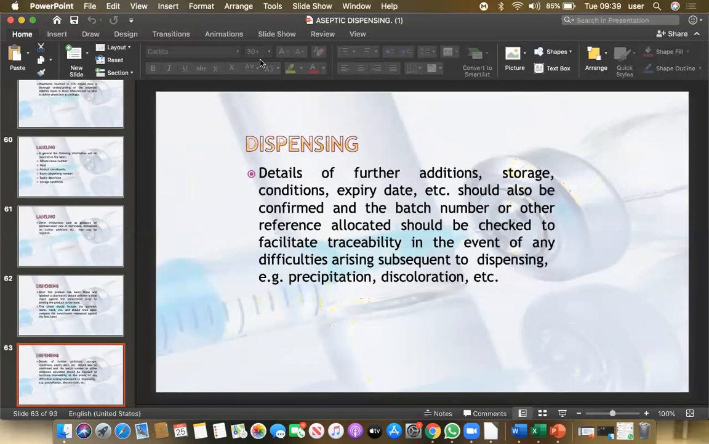Details of further additions, storage conditions, expiry dates should also be confirmed, and the batch number or other references allocated should be checked to facilitate traceability in the event of any difficulties arising subsequent to dispensing, maybe precipitations, discolorations. So it has to be checked.